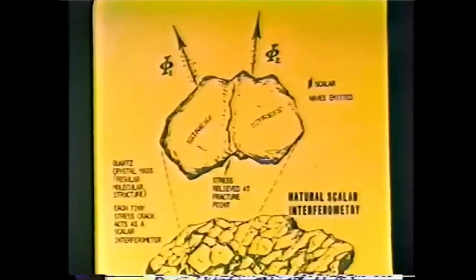Nature has been doing this all the time, and fault zones and stresses in the rocks and all the interference of the scalar potentials that are made there create fields at a distance, glowing lights. This is a picture of earthquake lights from the U.S. Geological Service.